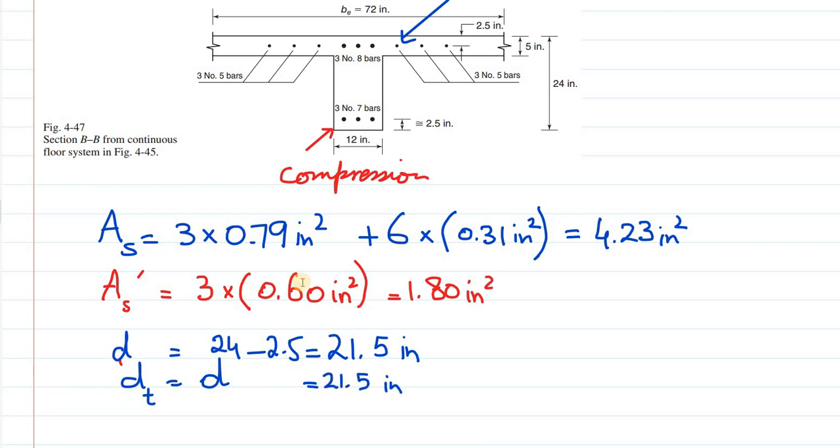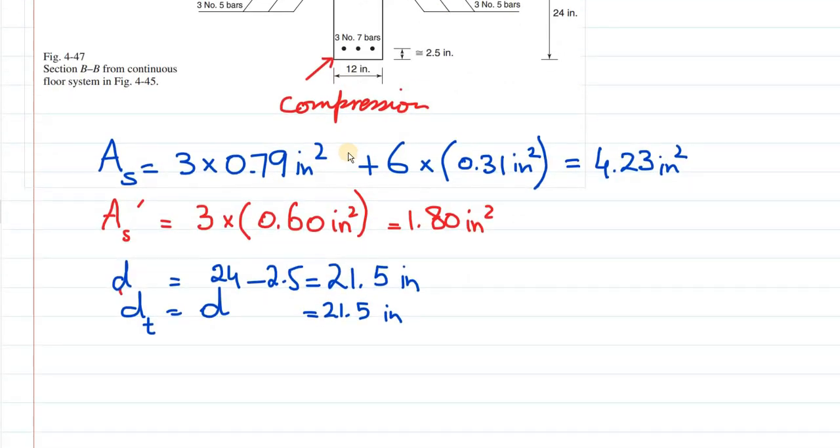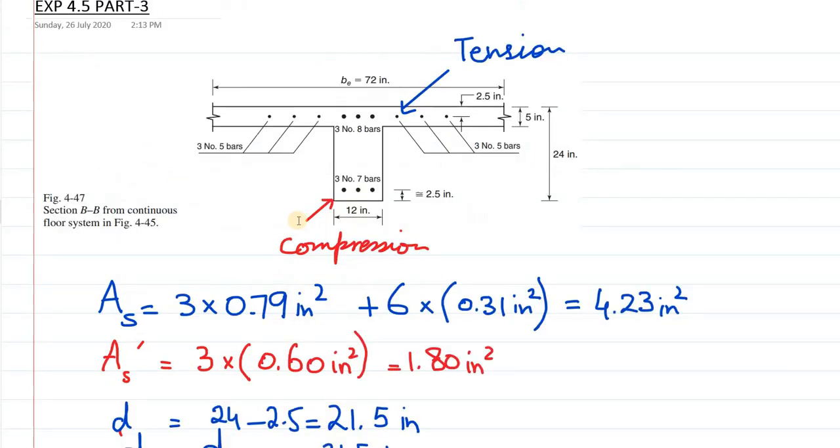So d and dt are now known, and d prime would be equal to the distance from this extreme compression fiber to the centroid of the compression reinforcement, and again you can take it equal to 2.5 inches. So d prime is equal to 2.5 inch. Now the main thing that you need to note in this case is that the flange is in tension and the compression zone is on the bottom side. So naturally the compression zone is a rectangular section.